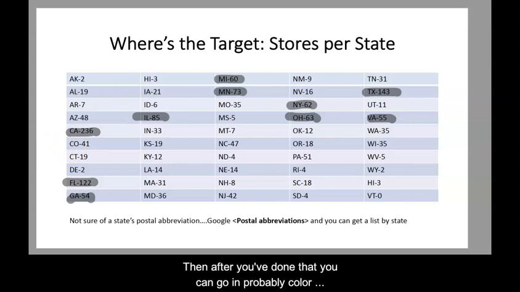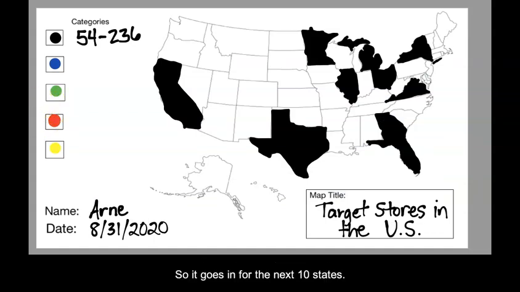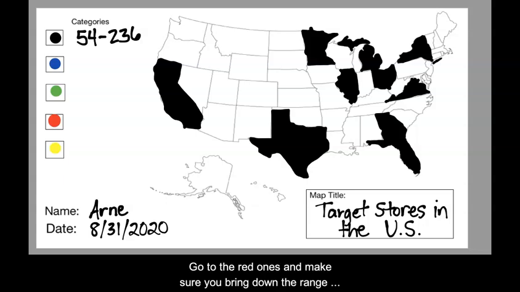Then after you've done that, you can go in and probably color those states. Then find the next 10, have those be green, color those in, find the next 10 states, those are the red ones. And make sure you're putting down the range of targets. So from how many to how many are in there. Also at the bottom, you want to make sure you include your name. It's important to put the date on your map so we know when it's created. And your title is Target Stores in the United States.